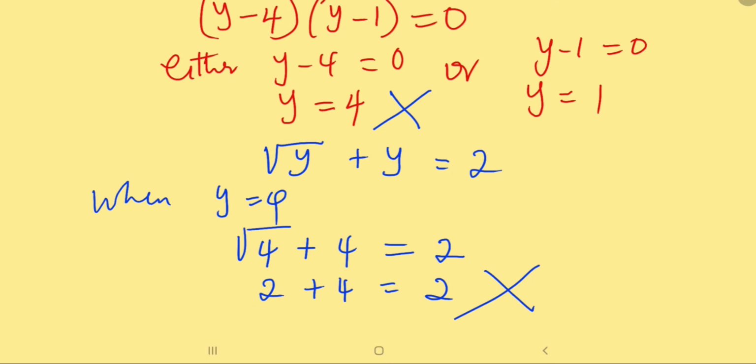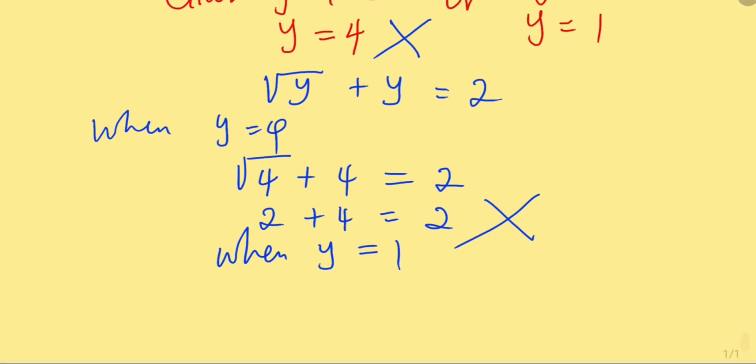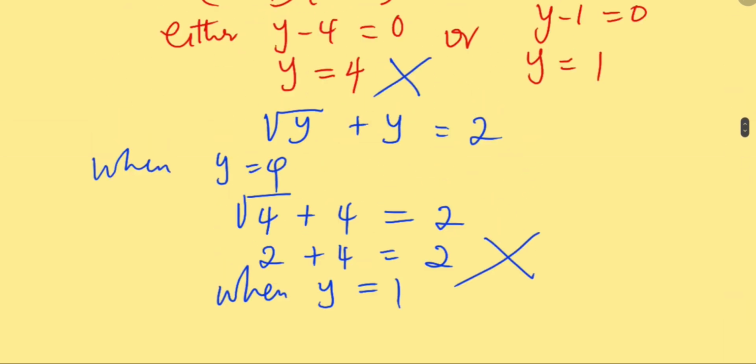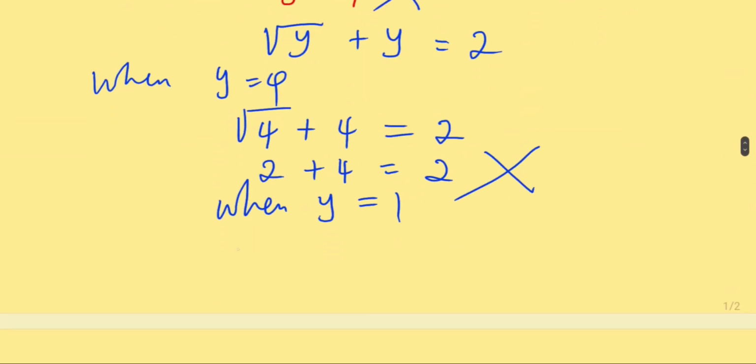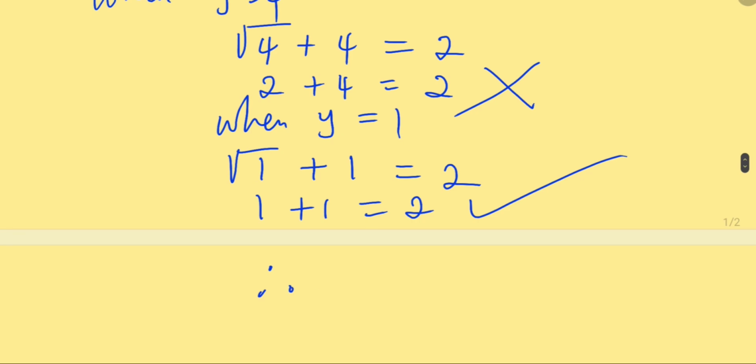But let us check for when y is equal to 1. So when y is equal to 1, what happens? We'll have that the square root of 1 plus 1 is equal to 2. Square root of 1 is 1, plus 1 equal to 2. Perfect, because 1 plus 1 is 2. Therefore, the only value of y should be equal to 1. And this is the solution to this problem.